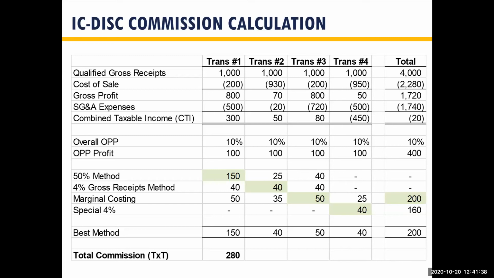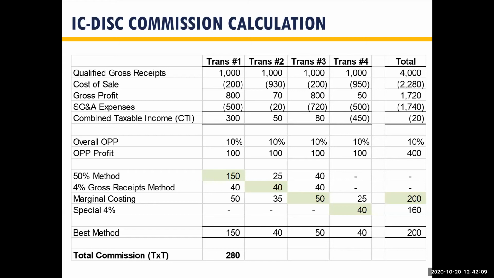Our marginal costing method, see now that dropped to $35 because our gross profit in this example of $70 is lower than our OPP profit. So $70 multiplied by 50% gives us the $35 under the marginal costing method. So in this example, the 4% gross receipts method gives us the best result, and that is the method we'll use for transaction 2.